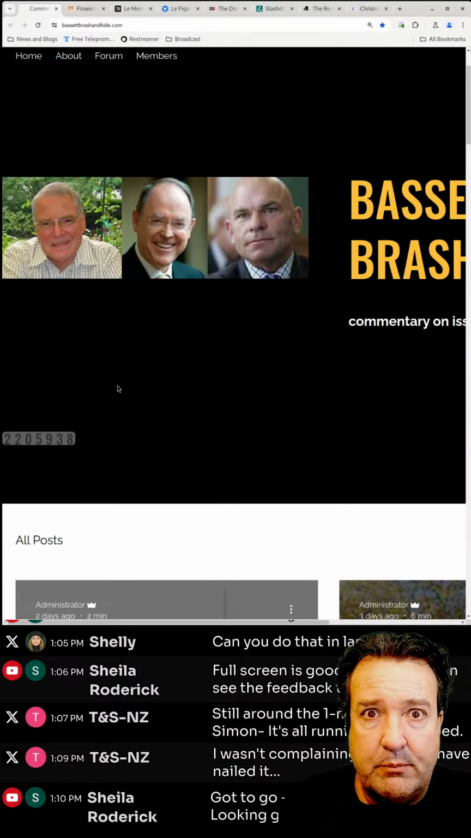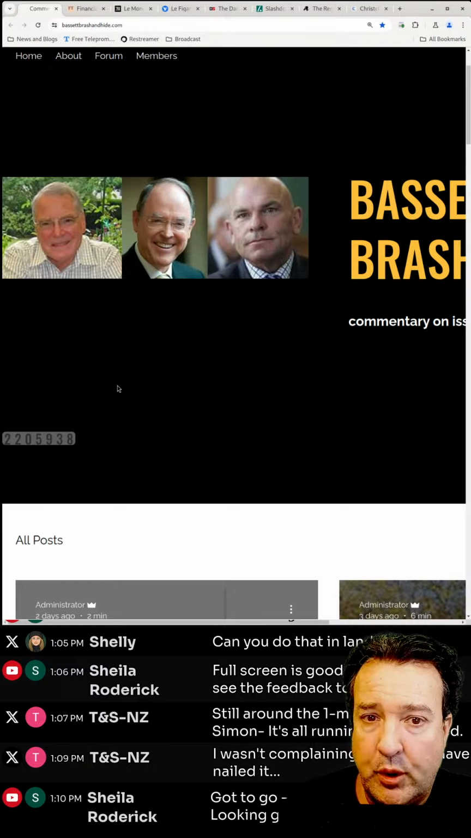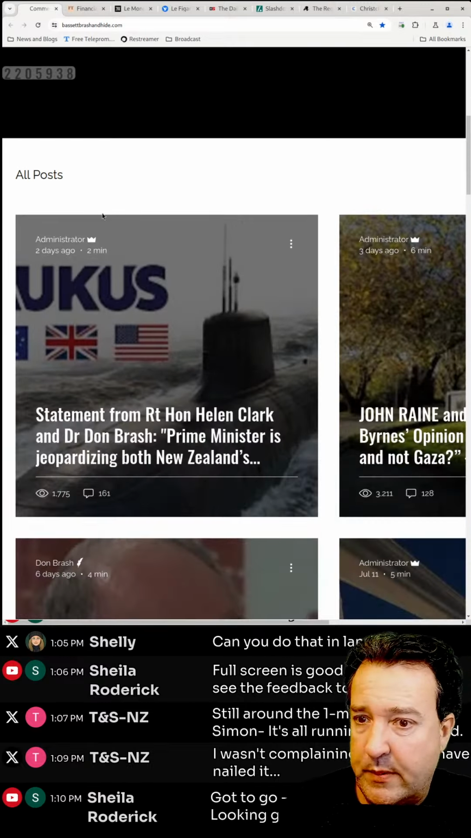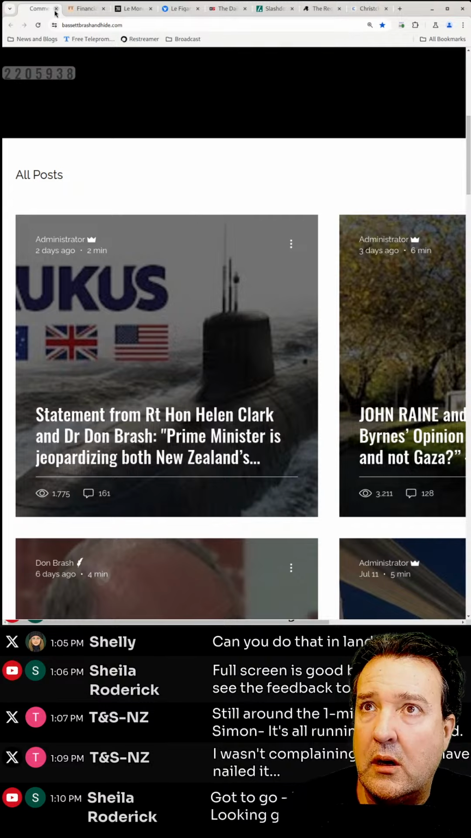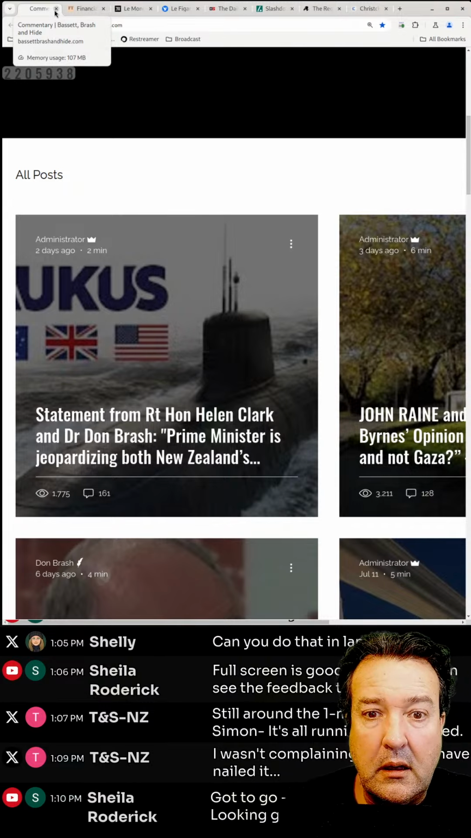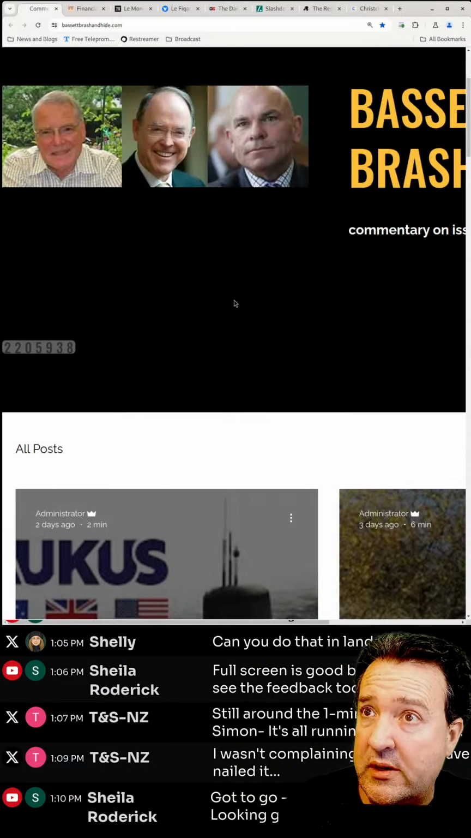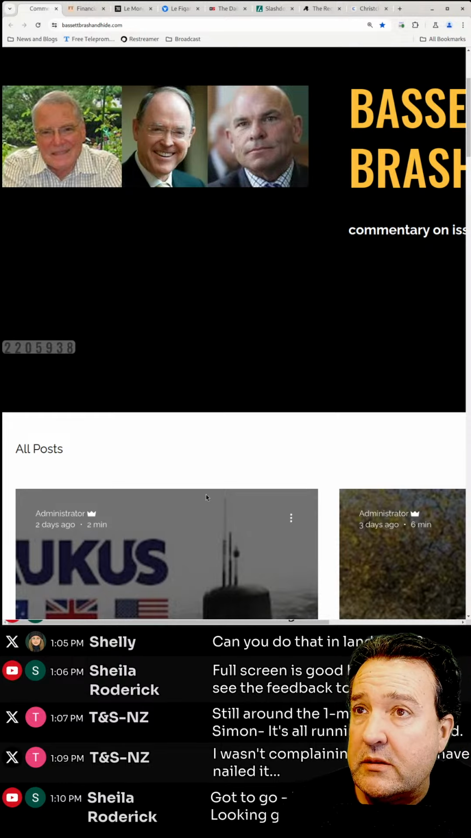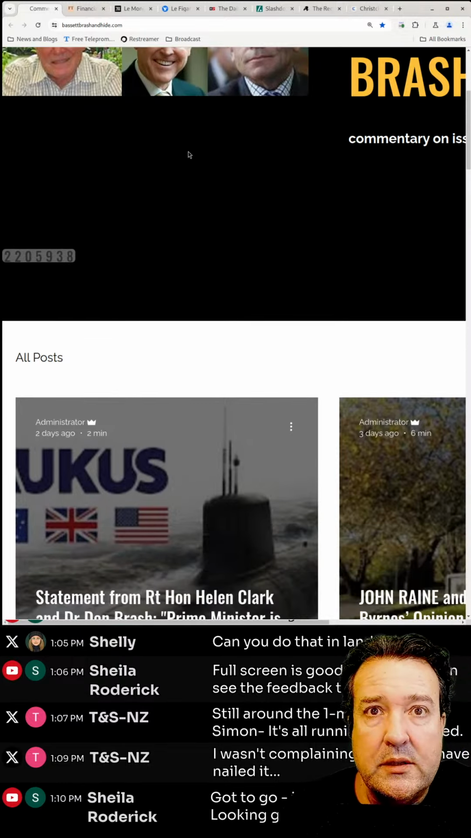This is Bassett, Brash and Hyde. These three guys are previous New Zealand politicians. They have a lot of interesting things to say, interesting articles, but they haven't updated since I read their stuff yesterday. I do know one of these guys, Don Brash, who was the leader of the National Party. I've never met him, but I've spoken to him a few times, and he is a good guy.